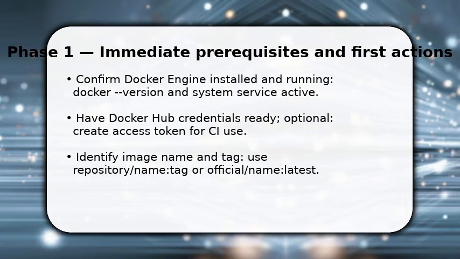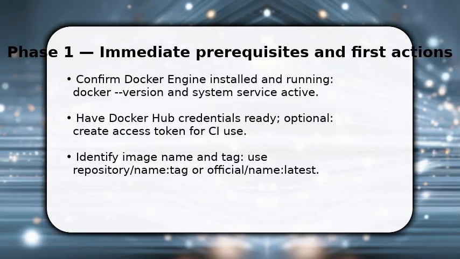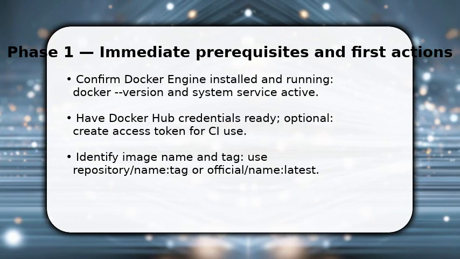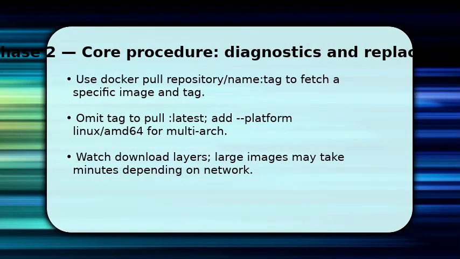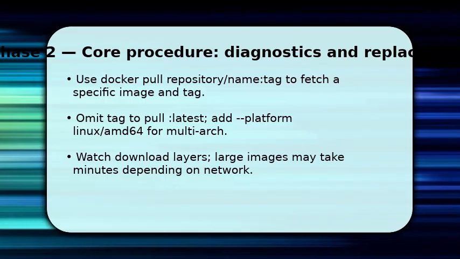Finally, confirm the exact image name and tag you intend to pull. That avoids pulling the wrong artifact. Now you execute the pull. Run docker pull repository/name:tag to download the image. If you omit the tag, Docker uses latest by default. Make sure to specify platform if you need a different architecture, for example --platform linux/amd64.